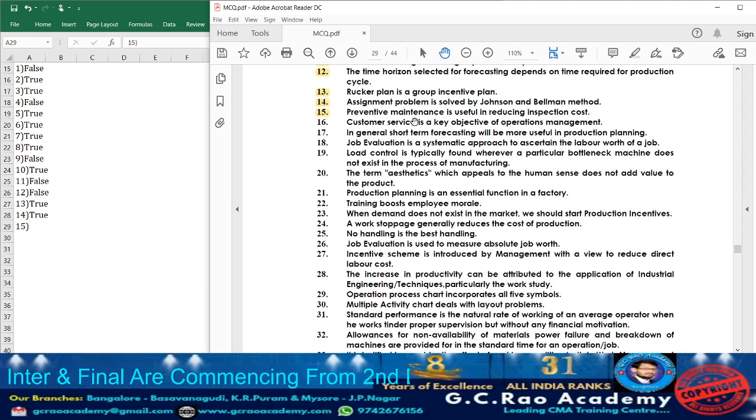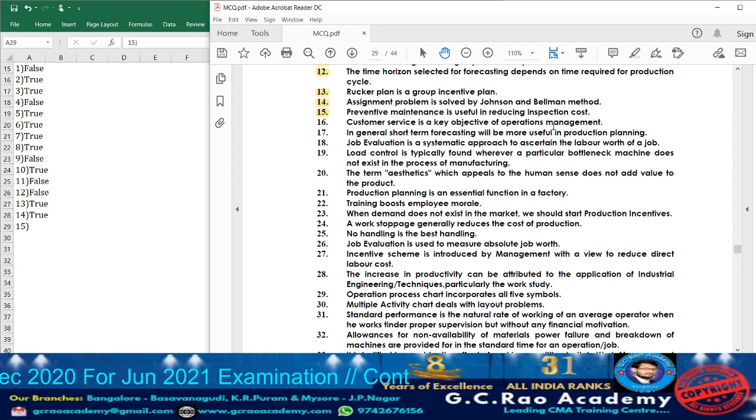What they're telling, preventive maintenance is useful in reducing inspection cost. Usually preventive maintenance will be carried on for what? Equipment and machinery which will be utilized in the process of production, and with the help of preventive maintenance, which cost can be reduced? The breakdown cost can be reduced. But what they have given, inspection cost.